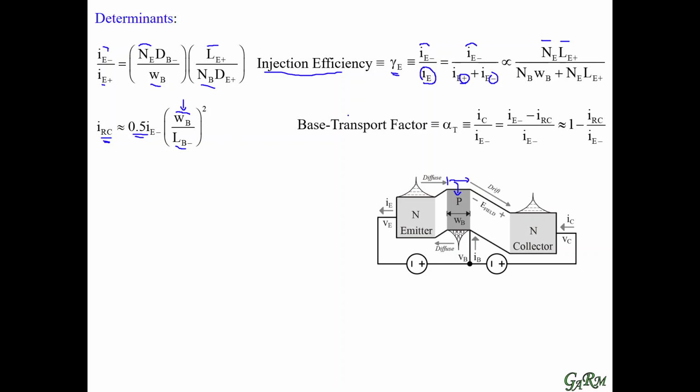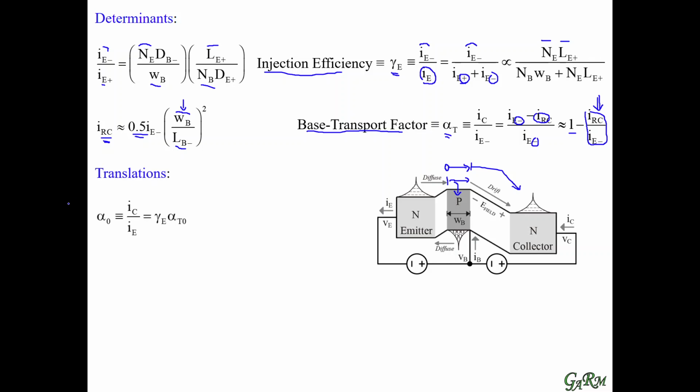So here we look at the base transport factor. Base transport factor is basically how much of the emitter electron current we have available actually reaches the collector, the other end of the base. And that's basically the electron current minus the recombination component over the electron current. So basically 1 minus the fractional loss of that current. And remember, if we make that base width a fifth or a tenth, this can be a very small fraction, so the base transport factor can be on the order of 95 to 98%.